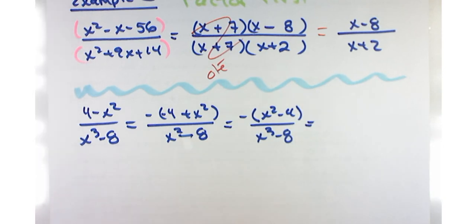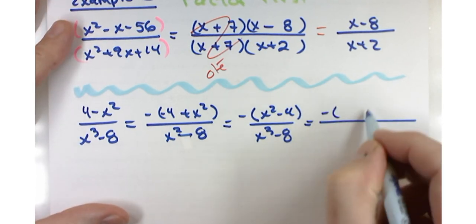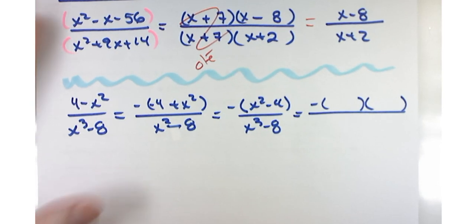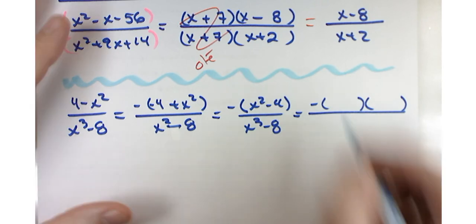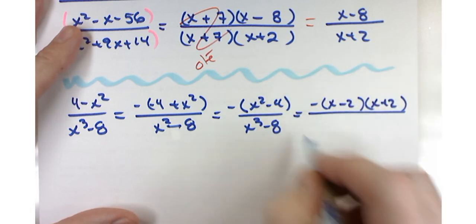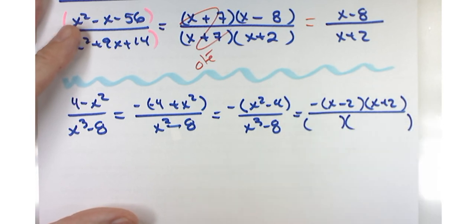So let's start with the easy part. Now I'm going to leave the negative out front. There's nothing that's changing that. It's the difference of squares. Yeah, it's the difference of squares. So x minus 2 and x plus 2. The denominator is a little bit more complicated.